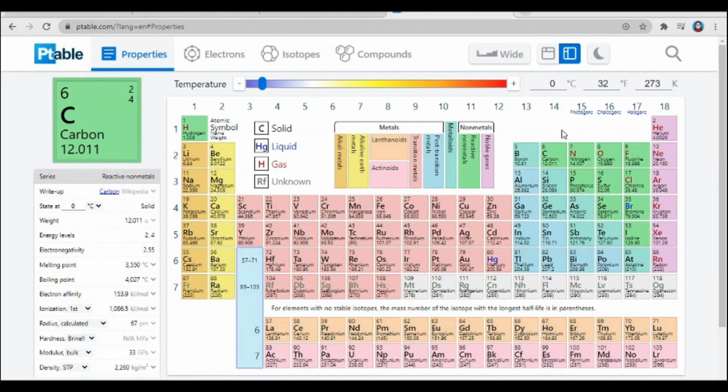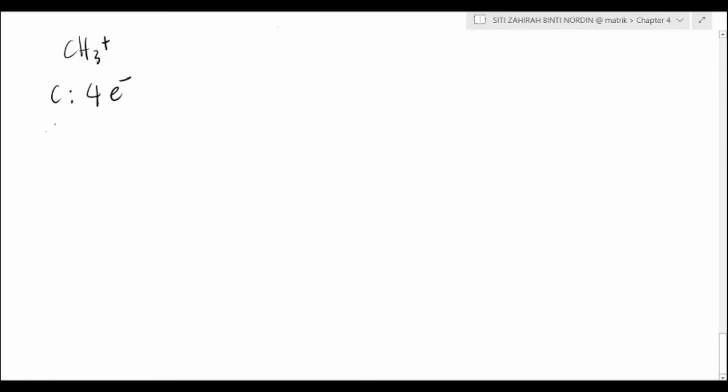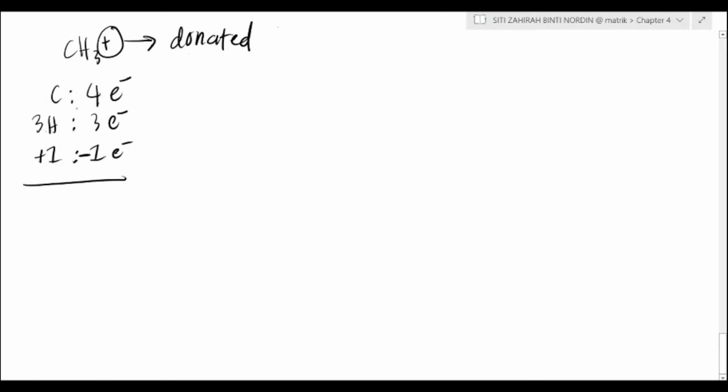So for CH3 plus, carbon would be 4 since it is in group 14. Hydrogen would be 1, so 3 hydrogens would be 3 electrons. Okay. Now we have the charge of positive 1, which means this species donated 1 electron. So positive 1 means we are losing 1 electron. So 4 plus 3 minus 1 would be 6 electrons.